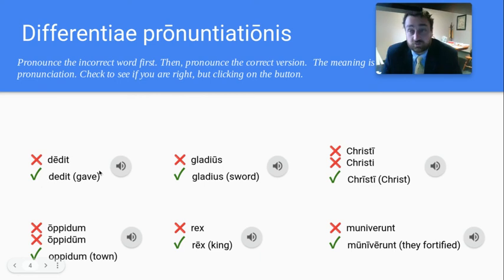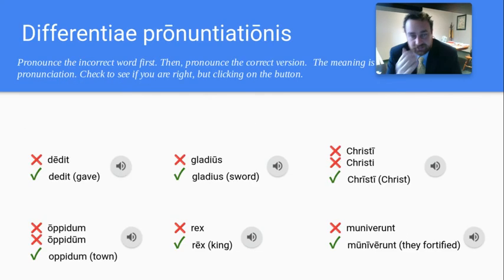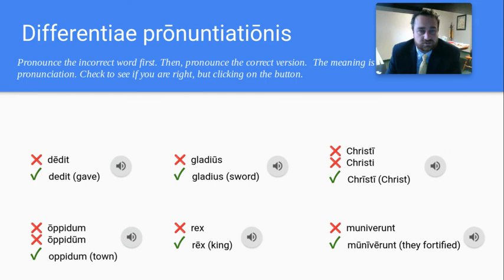So I want you, with a partner, to look back at the previous slide if you need to, and try to pronounce the word that's wrong the right way, as it's shown, if that makes sense. So try to pronounce this word, and I'm going to model this one for you. Okay, so long A is habera, so it's A. So this word would be pronounced dedit, and that's no macron, so it's not dedit, it's dedit, just it.